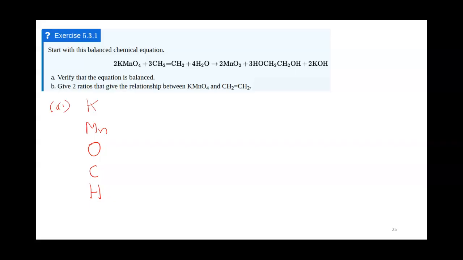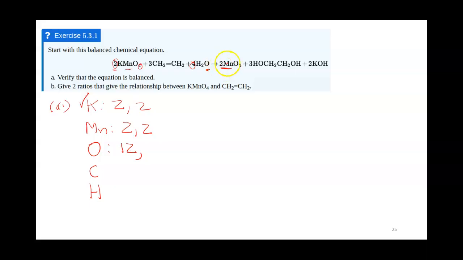covers every atom type. So there are 2 potassiums on the left, and we've got them all. Sorry, and there are 2 potassiums on the right, so that is confirmed. There are 2 manganeses on the left, and also 2 manganeses on the right. So that is confirmed. The oxygens are going to be a little bit more difficult. We have 2 times 4, that's 8 oxygens. And then out here we have another 4 oxygens. So 8 plus 4 gives me 12.